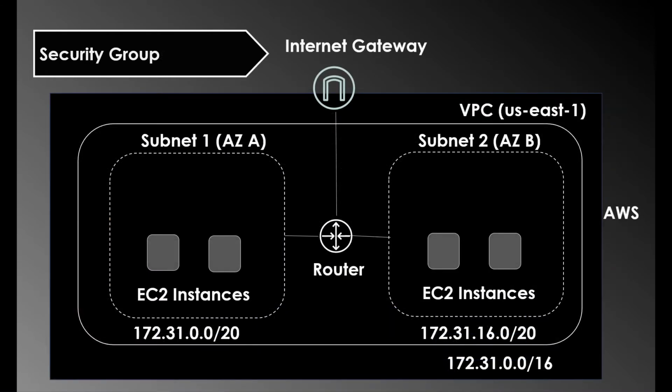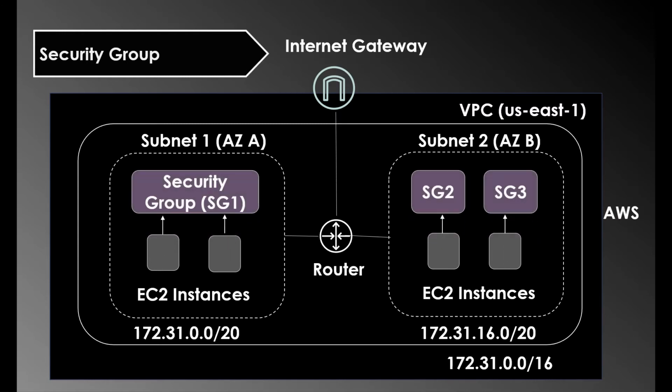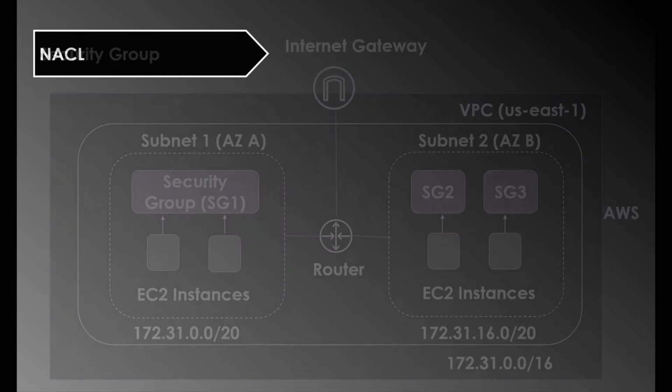So if this is our VPC setup with two subnets and a few instances within each subnet, which are connected to an internet gateway through a router, our security groups will take their places here. They are directly connected to the instances and filter both the traffic in and out of those instances. So that was about security groups.